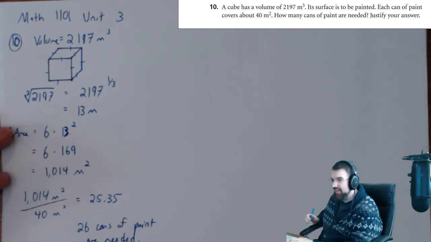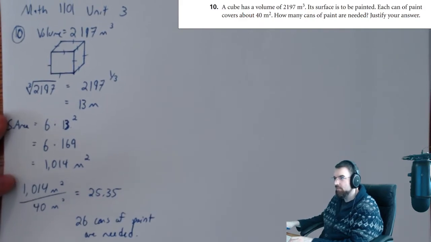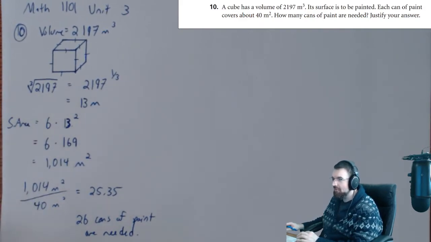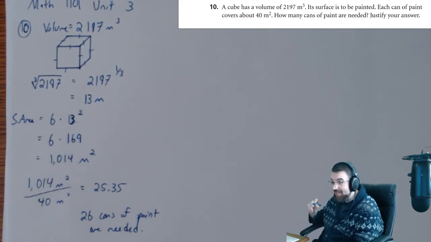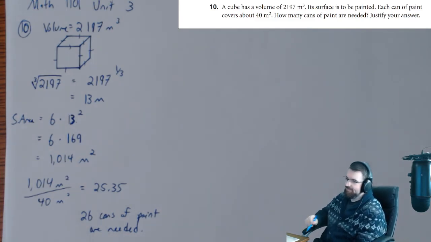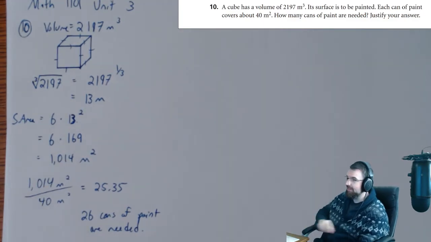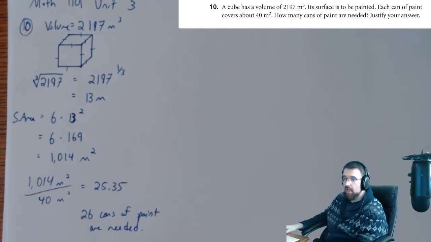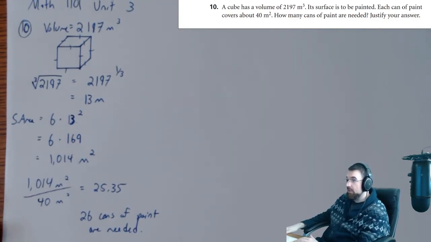We'll say 26 cans are needed because if you bought 25 cans of paint, you'd be pretty sad when you got right to the end and there was a tiny little bit left that you weren't able to paint. So 26 is the number that's needed. Okay, and that is all the questions that you asked me to go through.